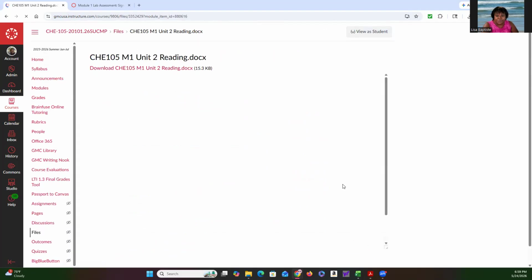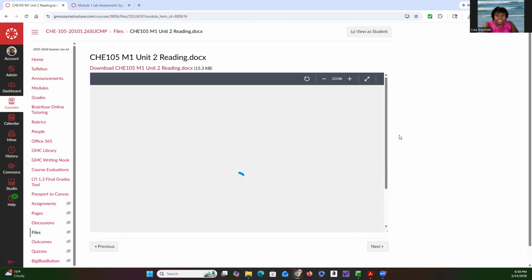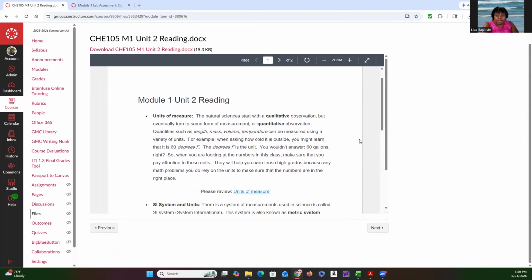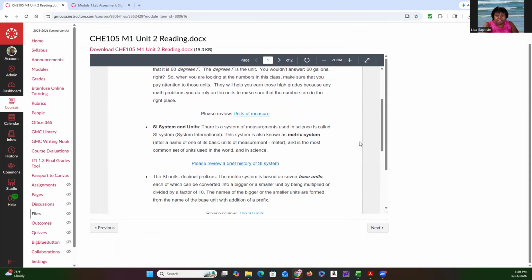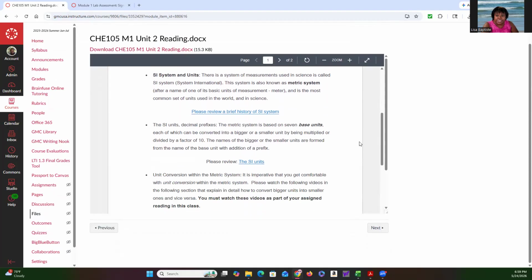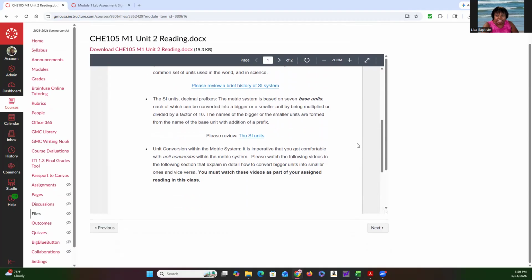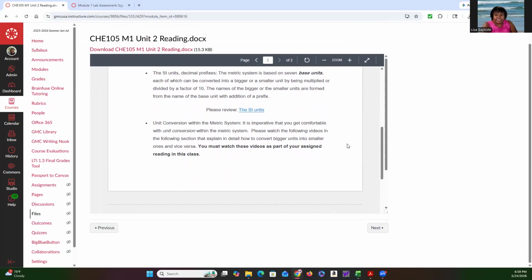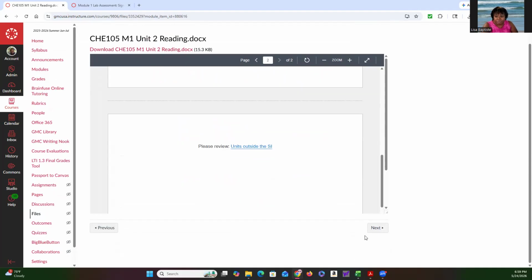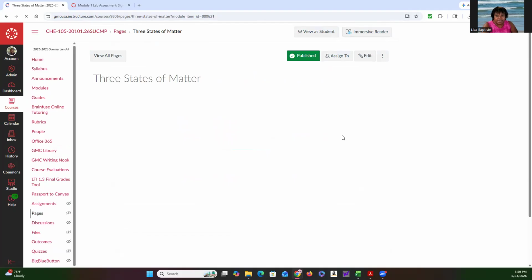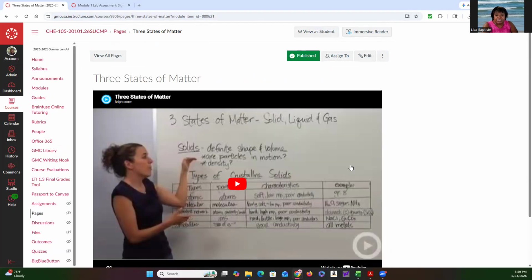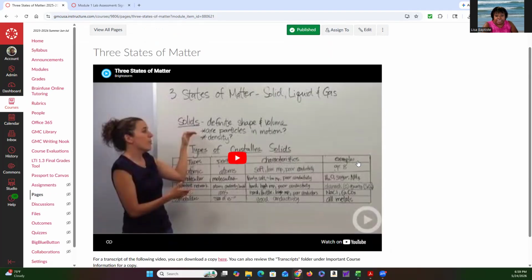So we are going to be doing a little bit of math for this particular module. And so we're going to look at units of measurement. We're going to look at the SI system in units, which is also the metric system. We're going to look at the base units, okay? We're talking about grams, meters, those types of units that is going to help us understand measurements a little bit better. And then we also look at units outside the SI system. So that would be our English units. So those would be things like pounds and inches, things like that.